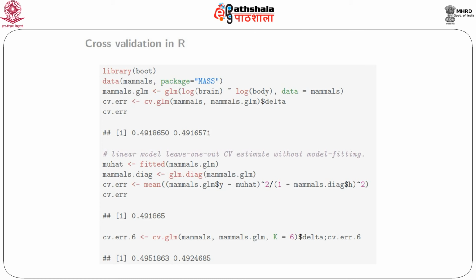Now, to perform the k-fold cross validation, we can use the cv.glm command, but with an additional argument which is a capital K. For example, if we want to do a tenfold, we get cv.error.k, which is 0.4926402. So, here we have done a k-fold cross validation.